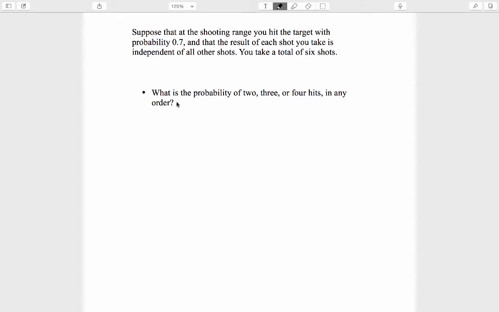Let's realize that this event that we're being asked about is very similar to what we've just been thinking about. The probability of 2, 3, or 4 hits in any order means, specifically, the probability of 2 hits and 4 misses in any order, or 3 hits and 3 misses in any order, or 4 hits and 2 misses in any order. Because we're talking about 6 shots.